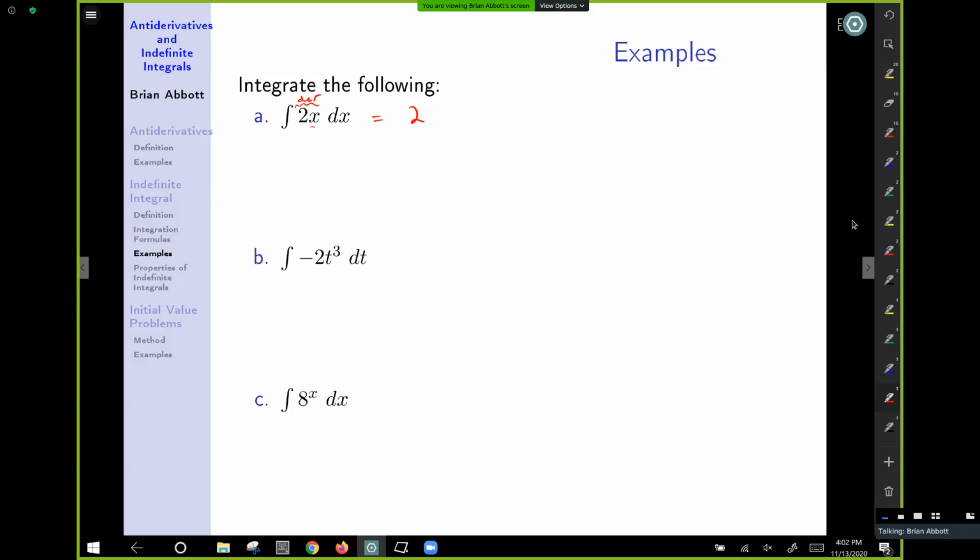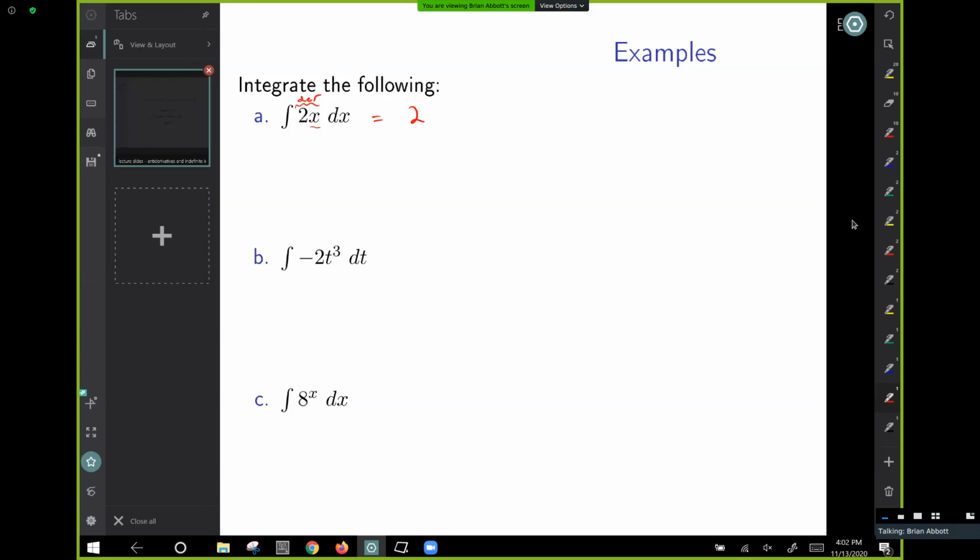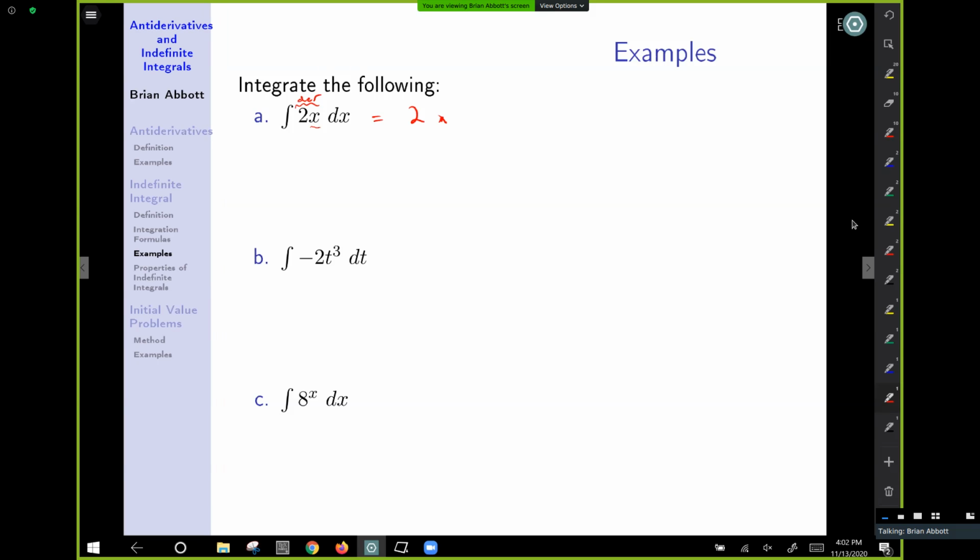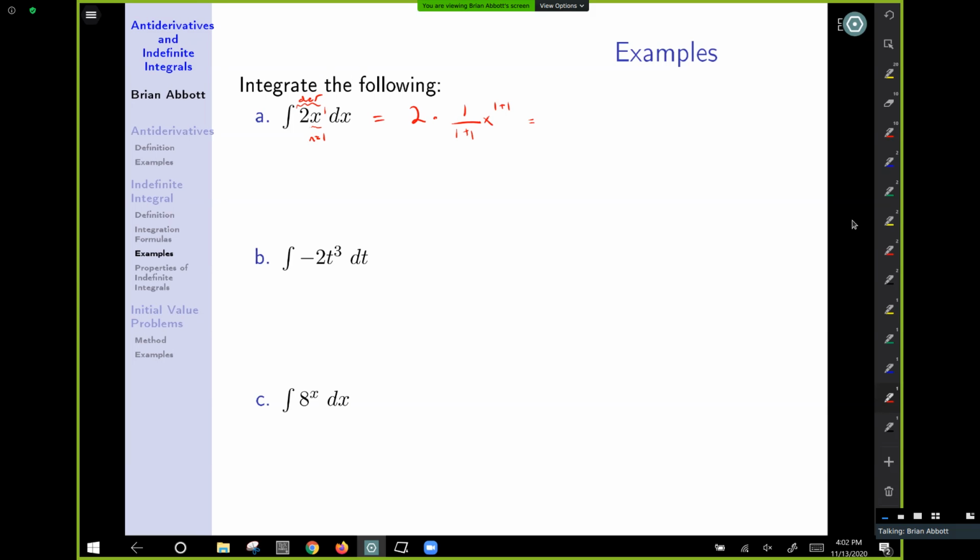If this was just x, we could apply the power rule, and we would say 1 over n plus 1. Here our n is equal to 1. And so we have times 1 over n plus 1. That would be 1 plus 1 times x raised to the n plus 1, 1 plus 1. I'll come back to the plus c, but for now we're just working this through. Let's just see if this works. 2 times 1 over 2 x to the second power.